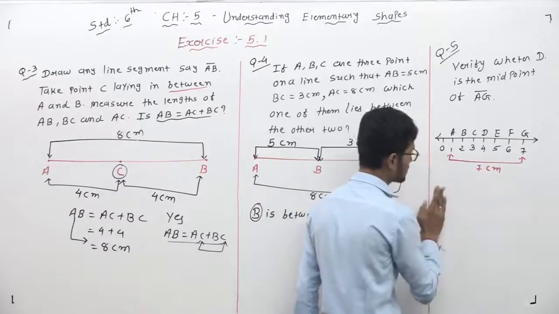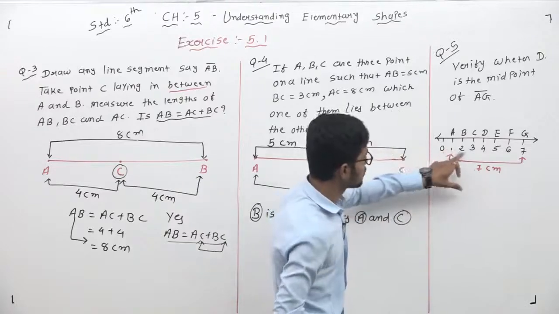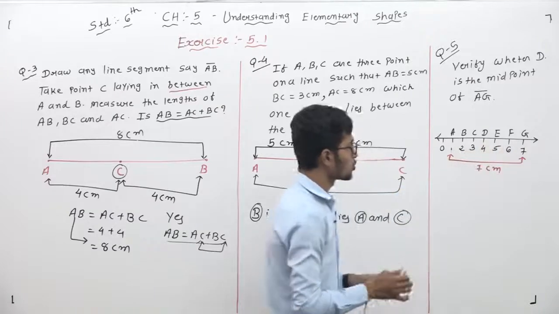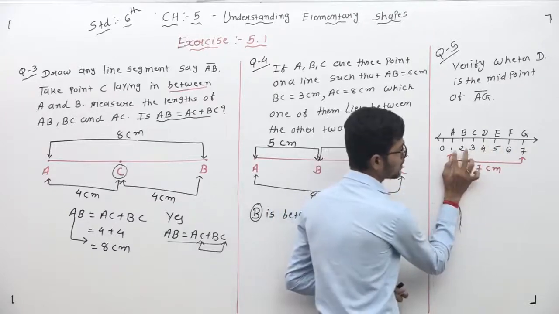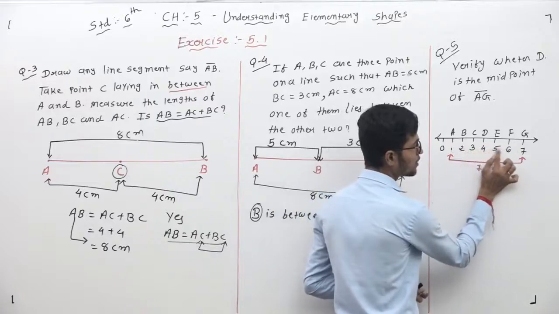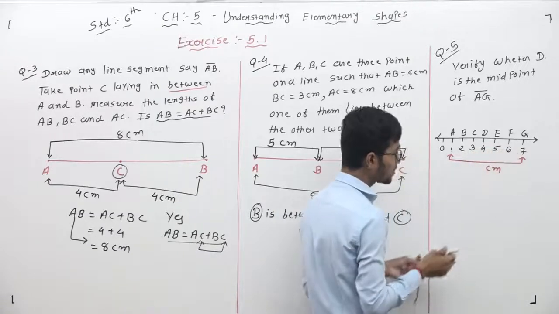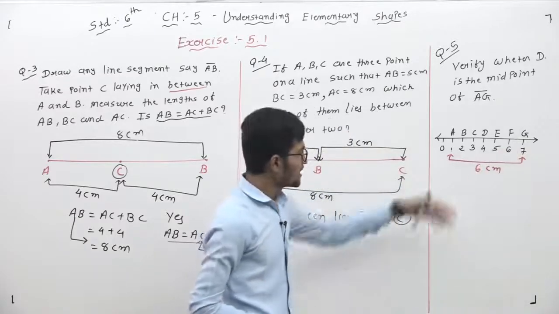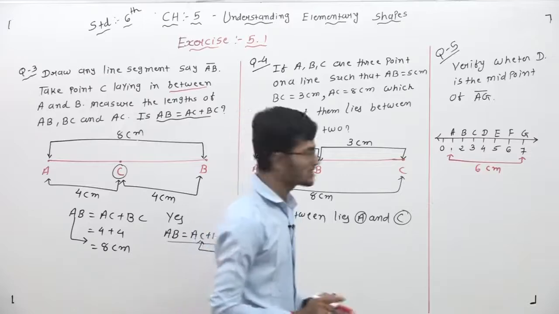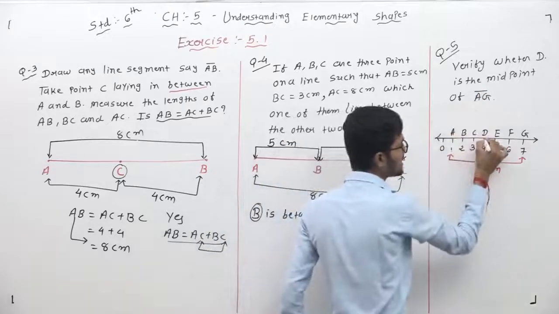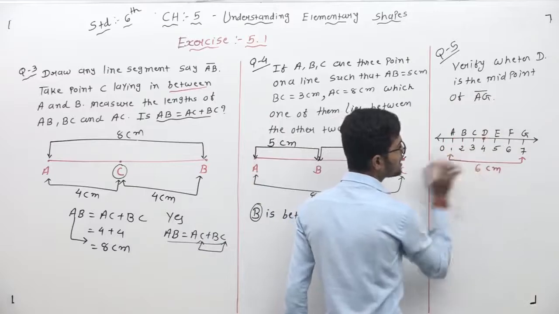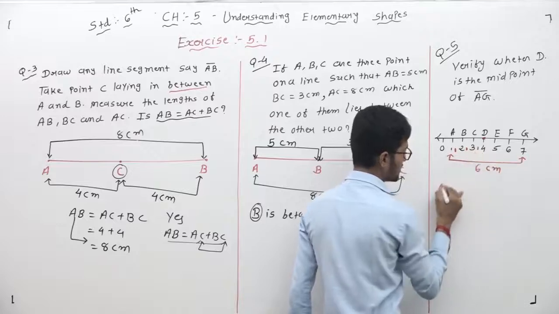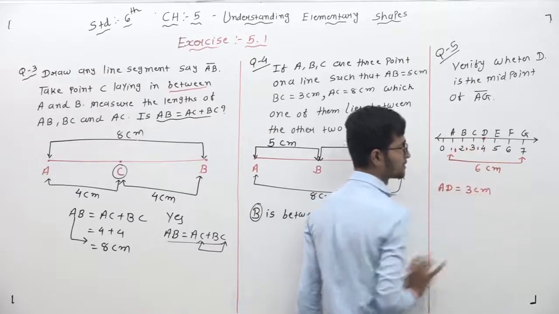Now see, let's check this one. Here is 1, 2, 3, 4, 5, 6 and 7. This means 1, 2, 3, 4, 5 and 6. The total here is 1, 2, 3, 4, 5 and 6. This means A to G distance is 6 centimeter. Sorry, I wrote 7 but it is 6 centimeter. Understand? Now let's check D. It means this point. So A to D distance, how many? 1, 2, 3. It means AD is equal to 3 centimeter.